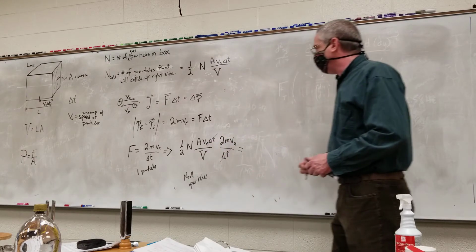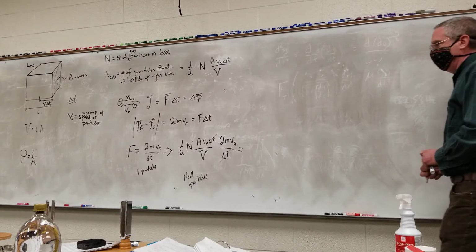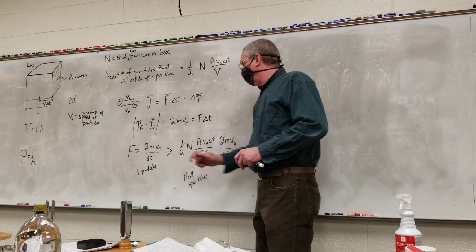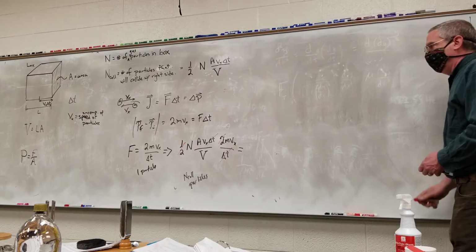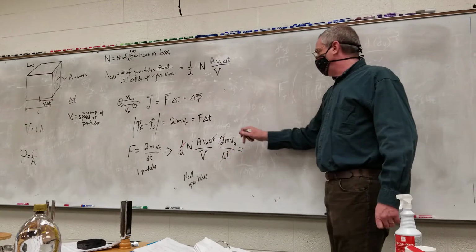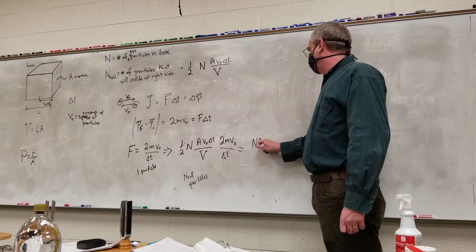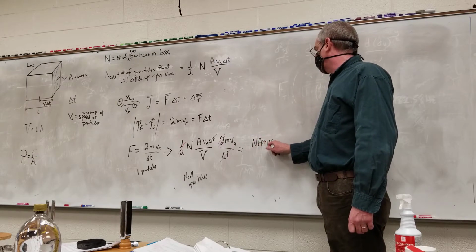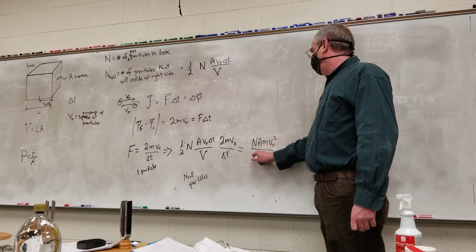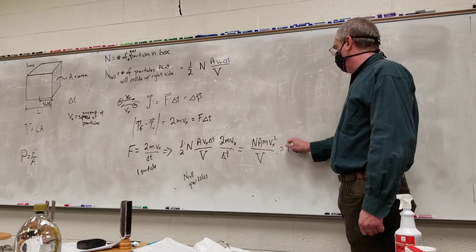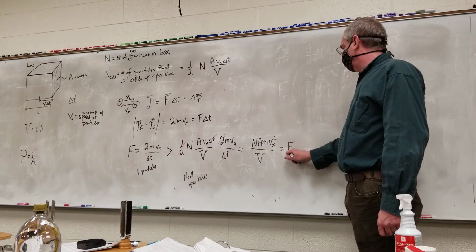Delta t goes away. The 2 and the 1/2 go away. So I'm left with the number of particles times the area times the mass of the particle times vx squared over the volume. That would be the total force.